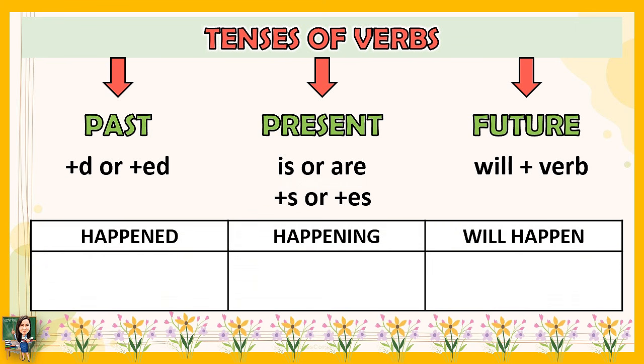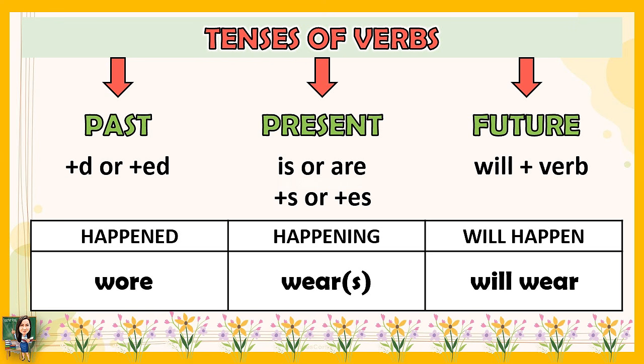Here is the example. Happened, or past tense: wore. As you can see, we do not add d or ed to this verb. We just change the spelling. The past tense of wear is wore. Later, we will discuss this. Then, the present tense is wear, or we can add s, wears, to show that it is happening. And in the future tense, will happen is will wear. As you can see, we add will before the verb, will wear. So what is past tense?